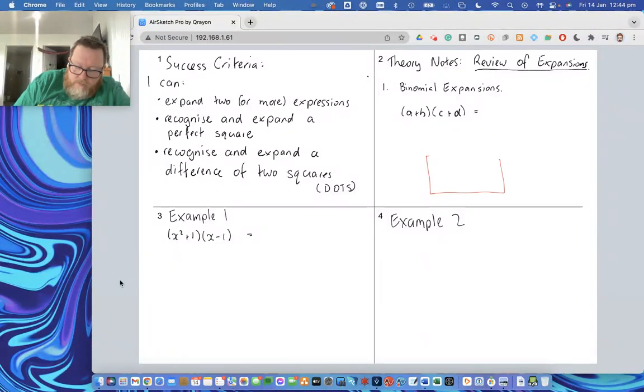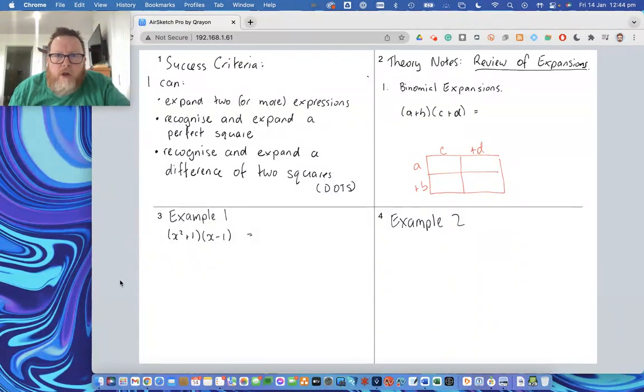So we draw a box, and because it's a binomial multiplied by a binomial, I'm simply going to have a plus b on one side of the box, and c plus d on the other side of the box. Now, if they're not binomials and you're expanding them, then the box arrangement is a bit different, and I'll show you that next page.